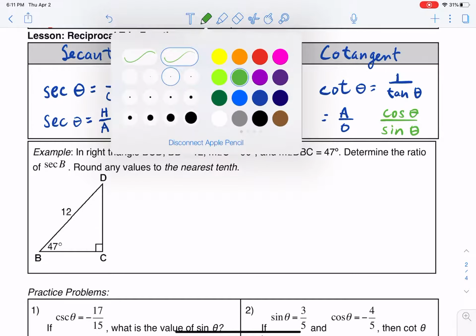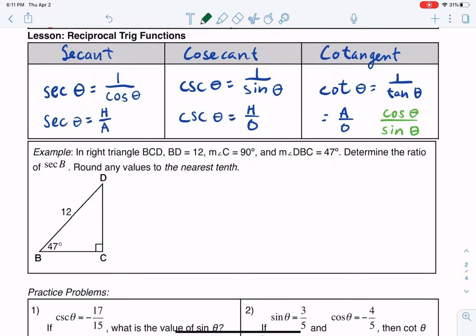All right, let's look at our example. In the right triangle BCD, BD equals 12, and that's labeled for us. The measure of angle C equals 90, that's indicated here. And the measure of angle DBC is 47. All right, there's that 47-degree angle right there. Determine the ratio of secant of B and round any values to the nearest tenth.